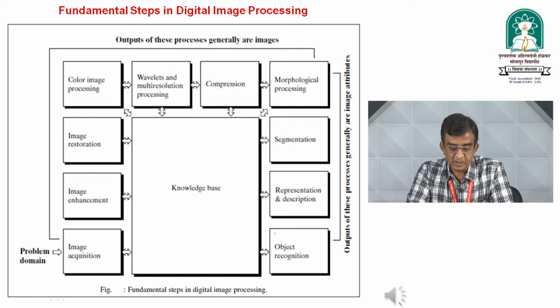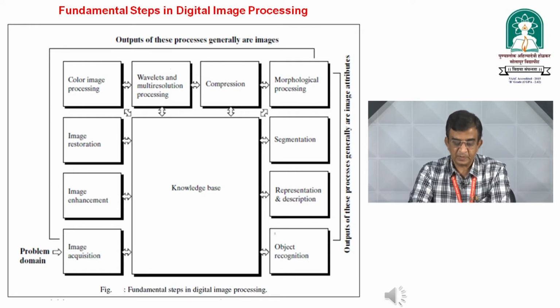Number 6, compression deals with the techniques for reducing the storage required to store an image or the bandwidth required to transmit it. Next step, morphological processing deals with the tools for extracting image components that are useful in the representation and description of shape.